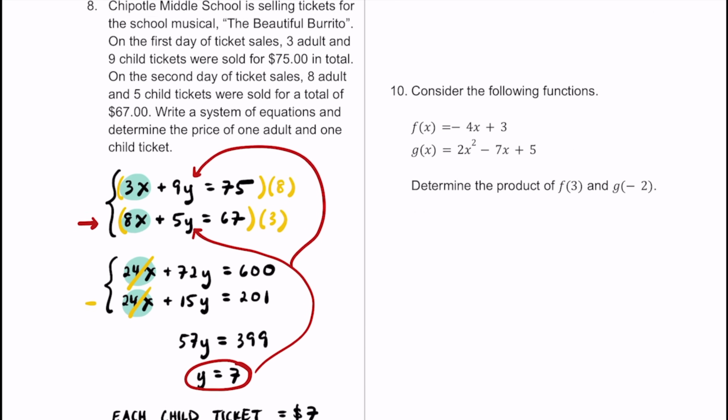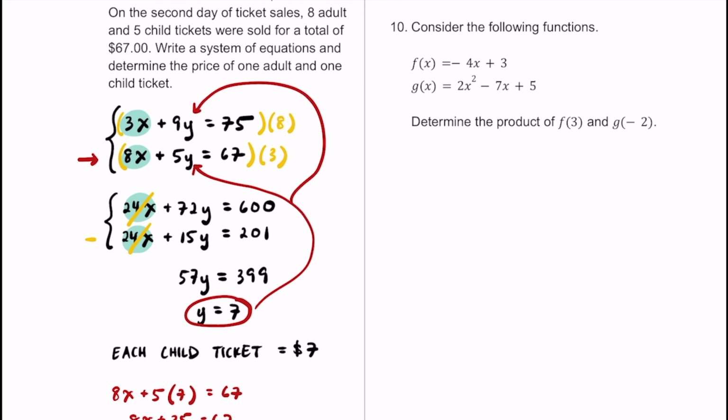And finally, here is number 10. For number 10, we're going to take a look at two different functions. The first function is f of x is equal to negative 4x plus 3. So this is a linear function. And then the second one is g of x is equal to 2x squared minus 7x plus 5, and that is a quadratic function. We need to determine the product. We're going to multiply f of 3 and g of negative 2.